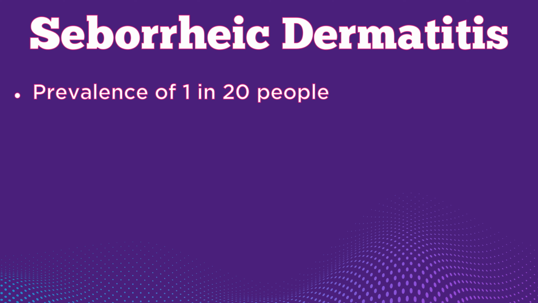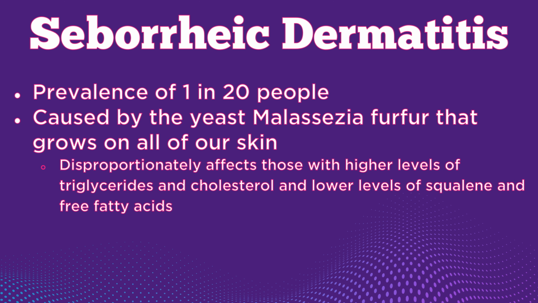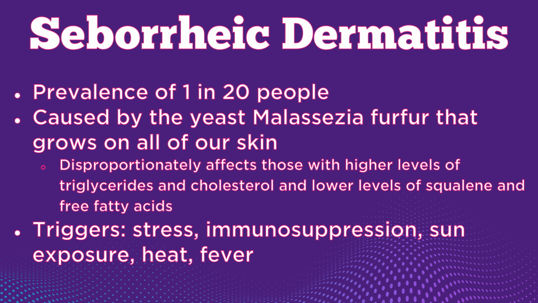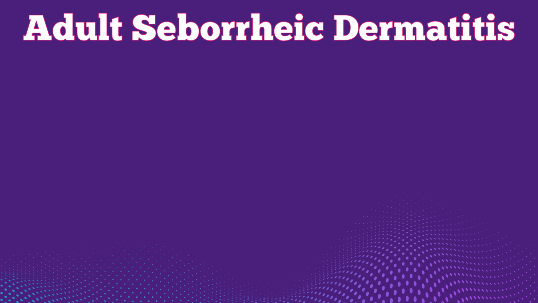Seborrheic dermatitis is extremely common, with a prevalence of 1 in 20 people. It is caused by the yeast Malassezia furfur that grows on all of our skin but tends to affect patients whose sebum has higher levels of triglycerides and cholesterol and lower levels of squalene and the antimicrobial free fatty acids. Seb Derm can be triggered by stress, immunosuppression, sun exposure, heat, and fever, and is associated with HIV and neurologic conditions such as Parkinson's disease. So let's talk Seb Derm in adults first.